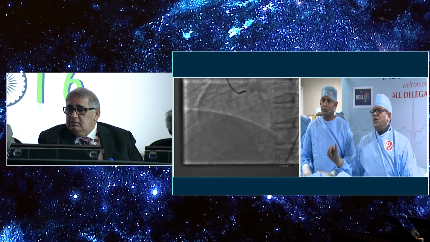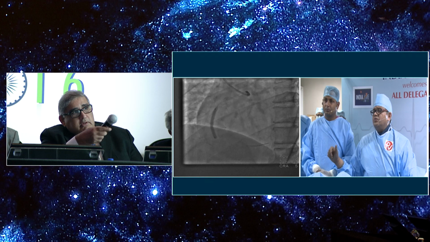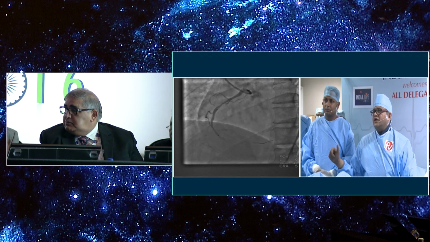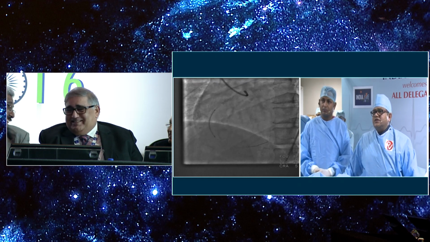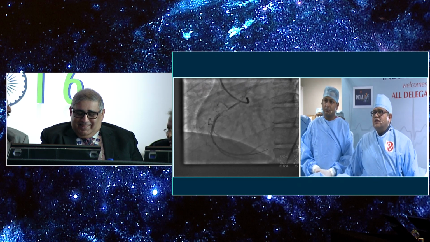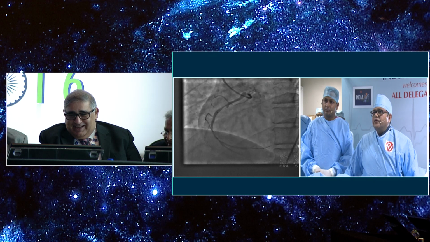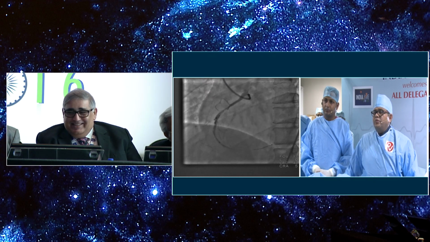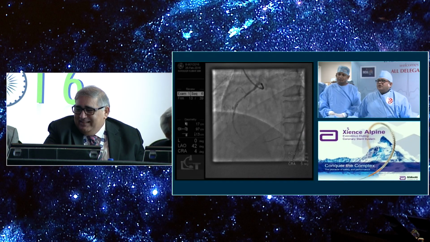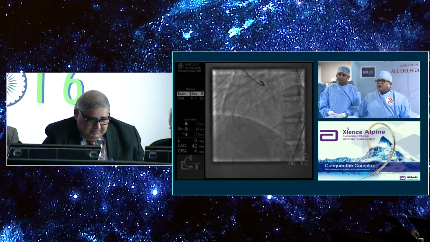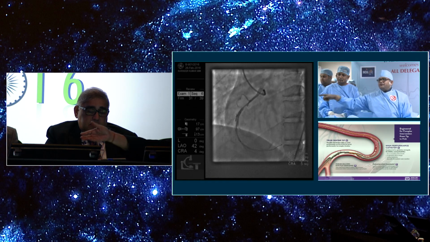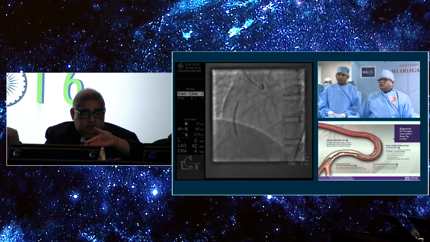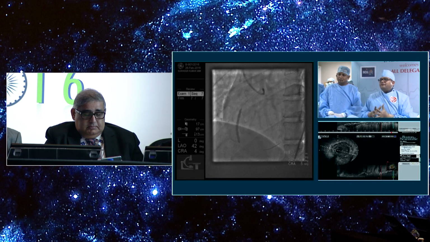Okay, so we could place a 3.5x38 Alpine stent from Abbott Vascular distally in the distal RCA. This Alpine stent claims to have better trackability and pushability compared to the older generation Abbott stent. Next slide, please. This I had deployed at 15 atmospheres.